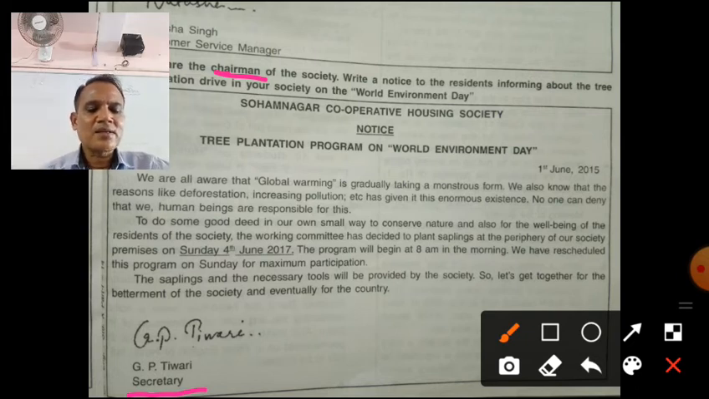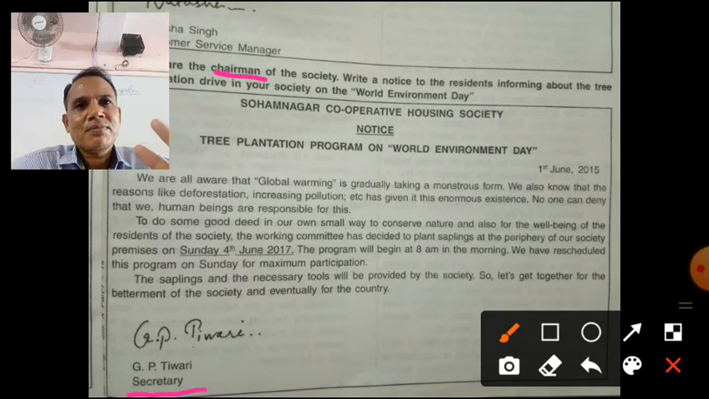We also know that the reasons like deforestation, increasing pollution, etc. has given it this enormous existence. Enormous means we call it very big, very huge, very large. No one can deny that we human beings are responsible for this. So this is the introductory paragraph. Minimum 2 paragraphs we have to write, and this is the introductory paragraph.